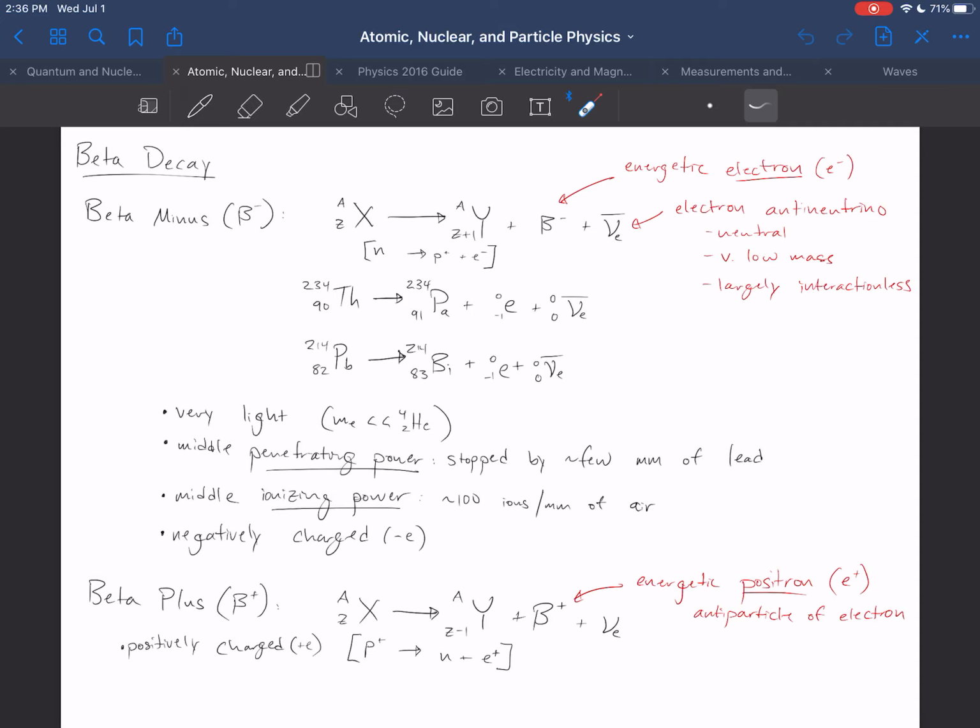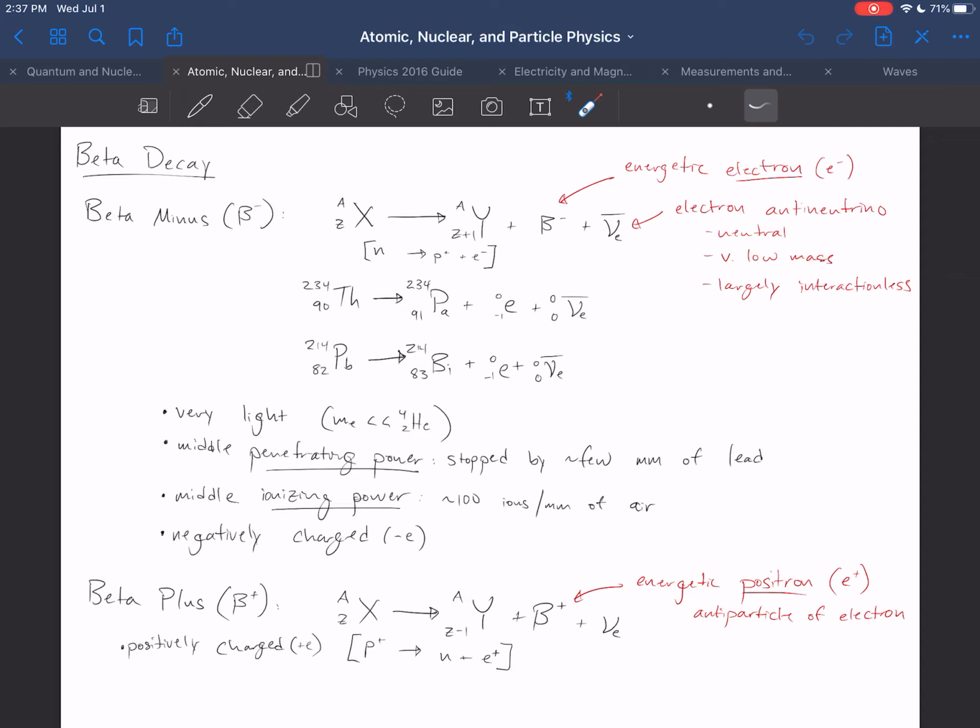And then there's also another particle, and actually the discovery of this particle is worth discussing at a later point. But this extra particle is an electron antineutrino. So the first thing to note is that this particle is a neutrino. So it is a neutral particle. It is very, very low mass and largely interactionless. As it turns out, there are trillions of neutrinos passing through your body, known as solar neutrinos, from the nuclear reactions in the center of the sun every second that you don't notice because they're very low mass and they almost never interact with particles.